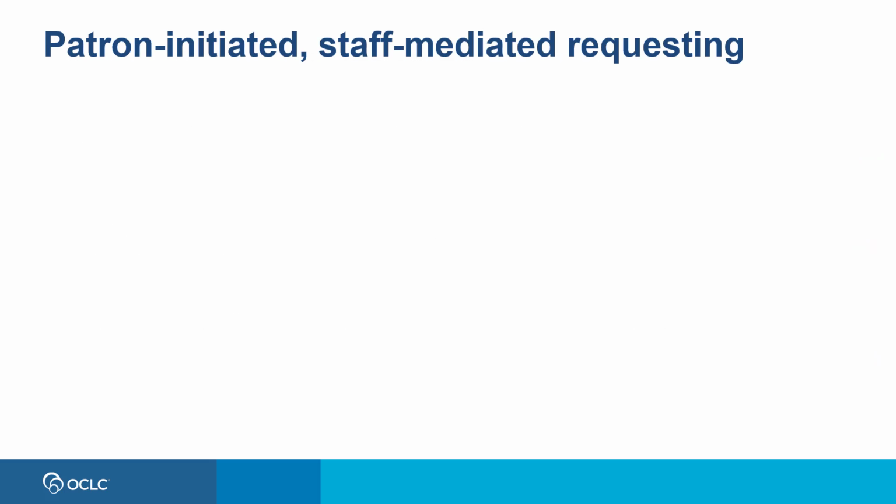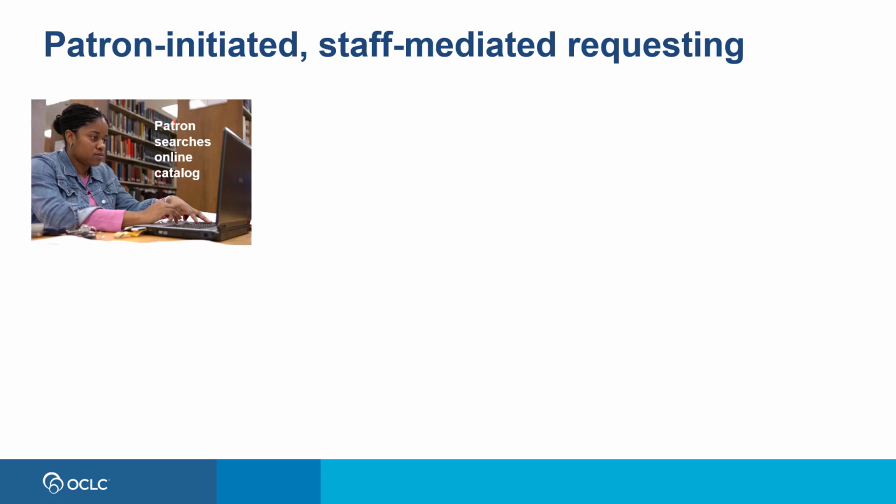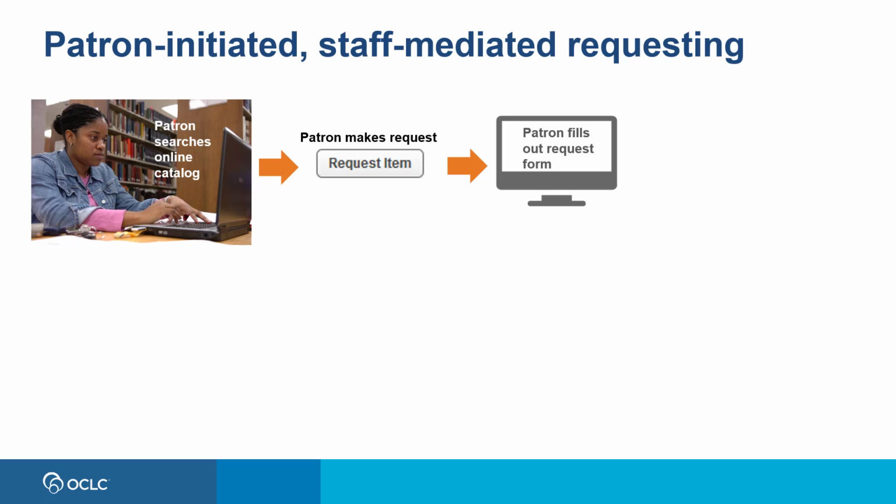The major steps in the workflow for a patron-initiated, staff-mediated request are: the first step involves a patron searching their library online catalog to find an item they are looking for. The second step refers to the Request Item button or link that a patron will click once they find an item in the online catalog. The third step refers to the patron filling out and submitting the patron request form.